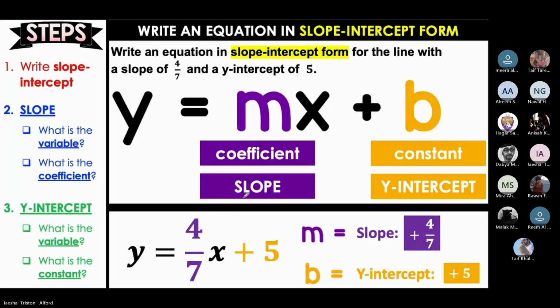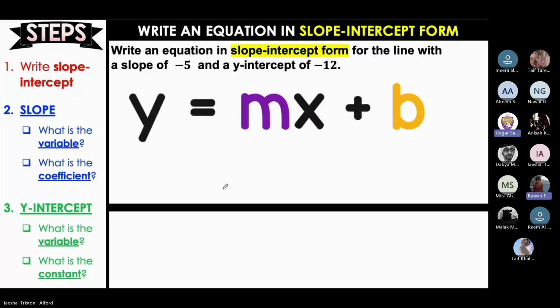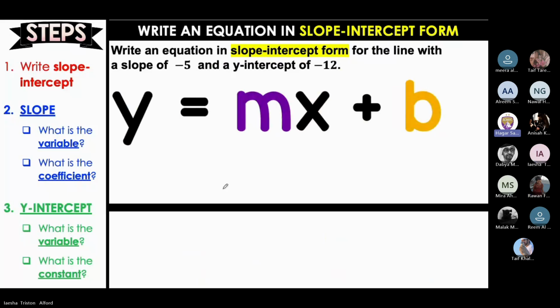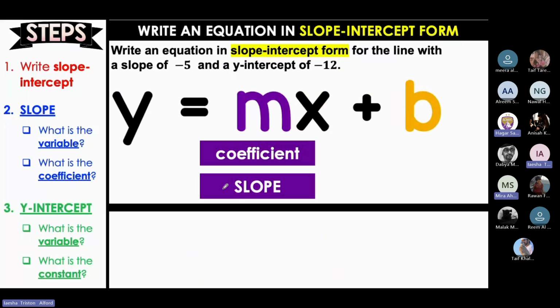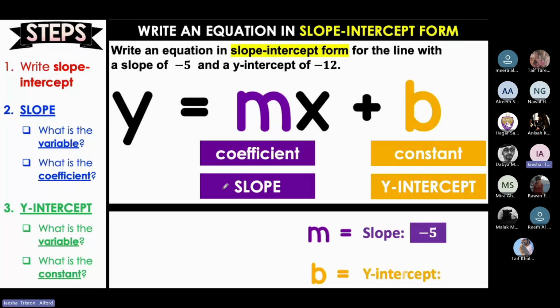Try again. Write an equation in slope-intercept form. What is slope-intercept form? y equal mx plus b. M is the slope, coefficient. B is the y-intercept, constant. Keep reading. What number is the slope? Negative 5. And what number is the y-intercept? Negative 12.